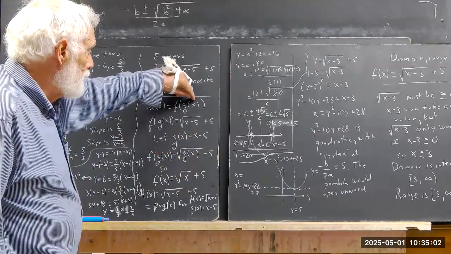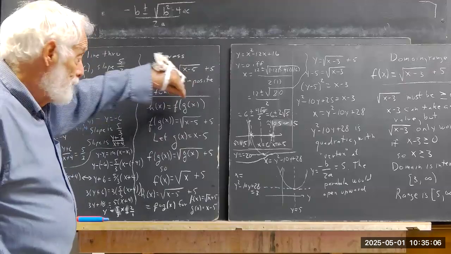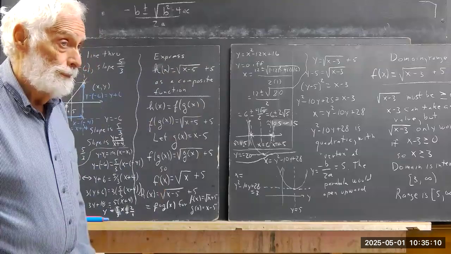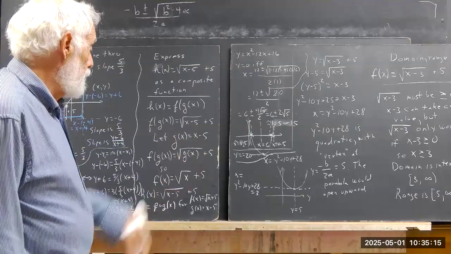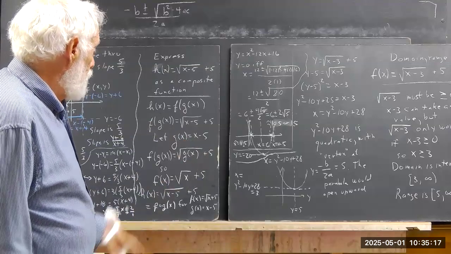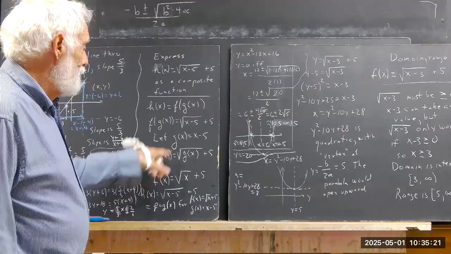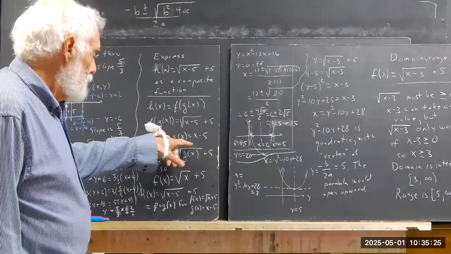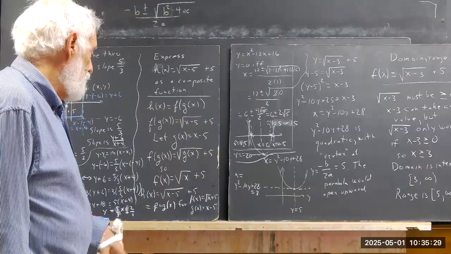Well, what's the first thing that happens to x here? g acts on it. Okay? So g of x could be x minus 5. So we let g of x equal x minus 5. Then what is f of g of x? Well, it would have to then be the square root of g of x plus 5, because g of x is x minus 5. This is g of x.